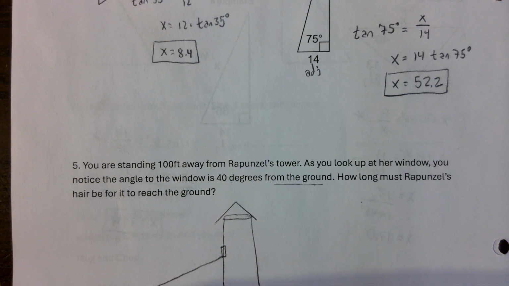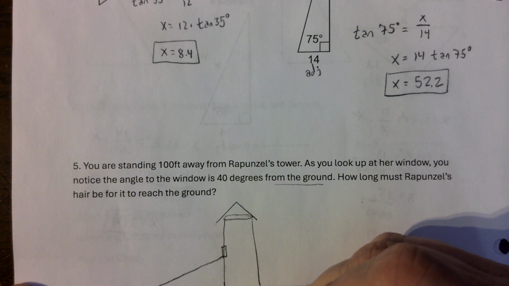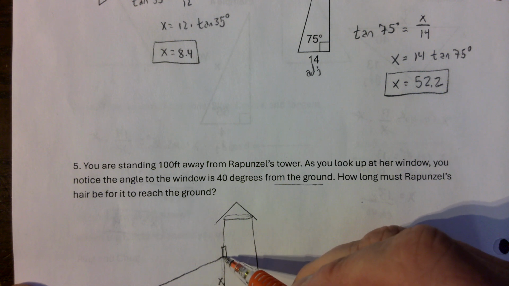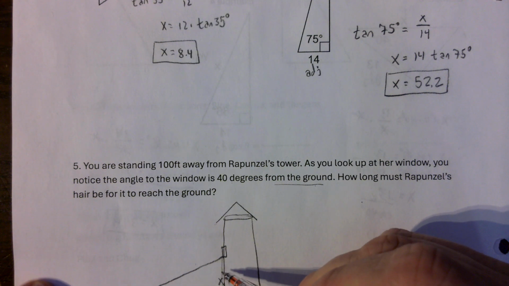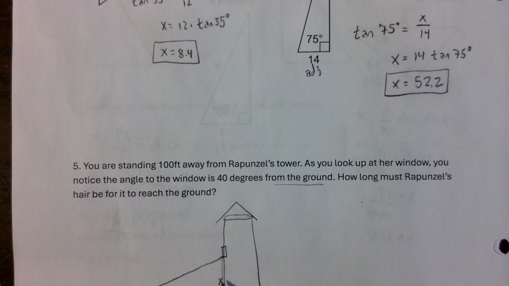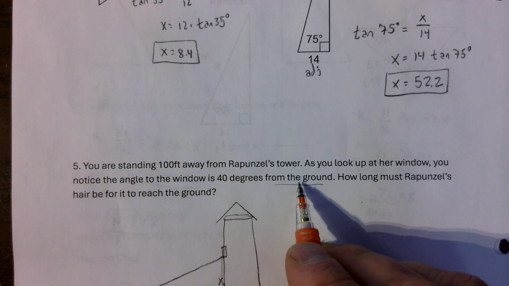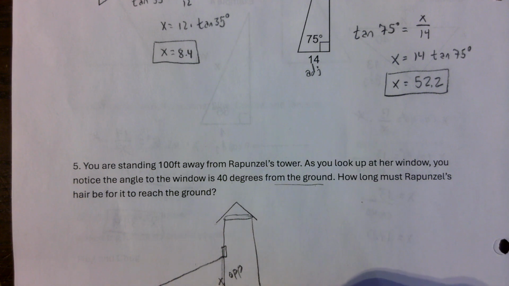How long must Rapunzel's hair be for it to reach the ground? So Rapunzel's hair is going to come out this window down here, right? So really what we want to know is, what is the length of this side? If I were to continue this rectangle, how long would her hair be? And so that's our x. So if 40 is our angle here, angle of elevation from the ground, this becomes our opposite side. And then this is just the distance away. This becomes your adjacent side.